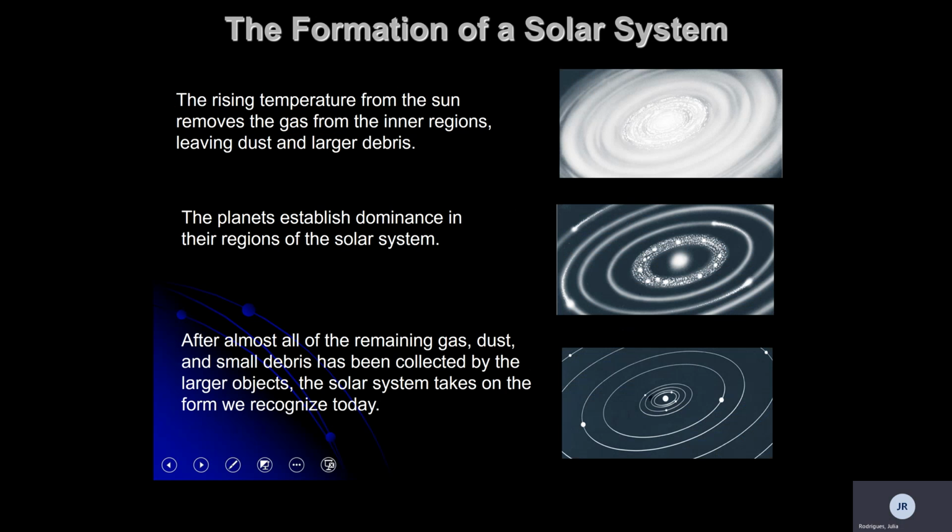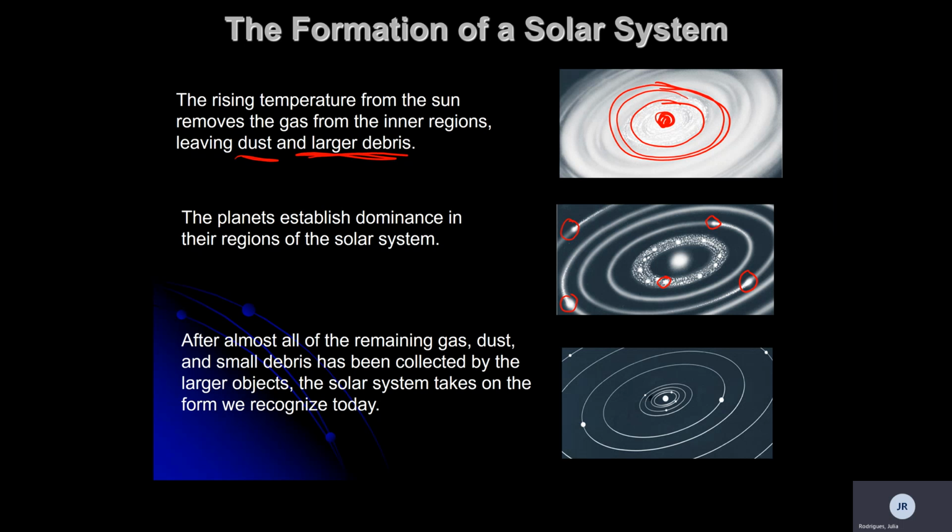So the rising temperature from the sun removes gas from the inner regions, leaving dust and larger debris here. So it removes the gas closest to the sun. If this is our sun right here, we're removing the gas that is surrounding it over here and just leaving that dust and larger debris. So planets establish dominance in their regions of the solar system. So we're going to start seeing those planetary creations over here.